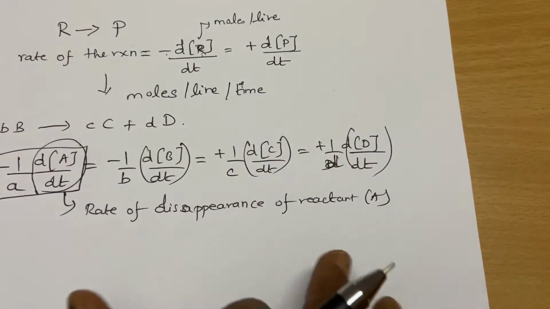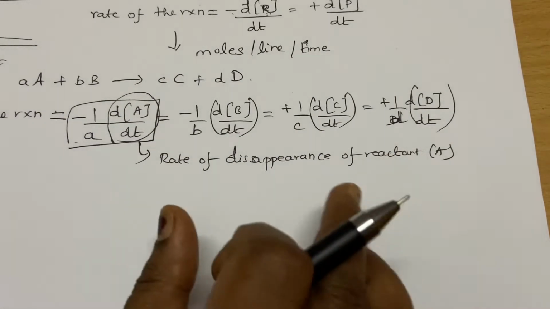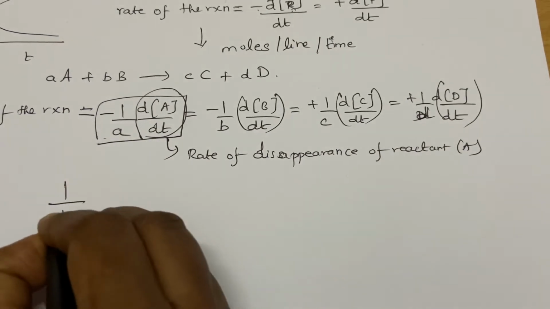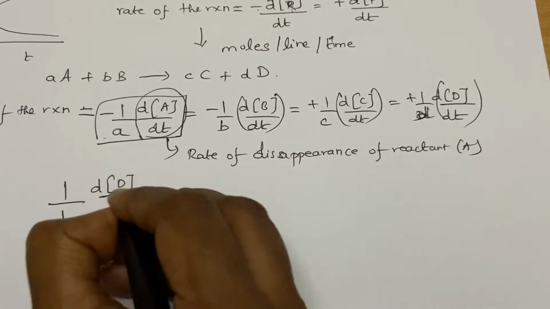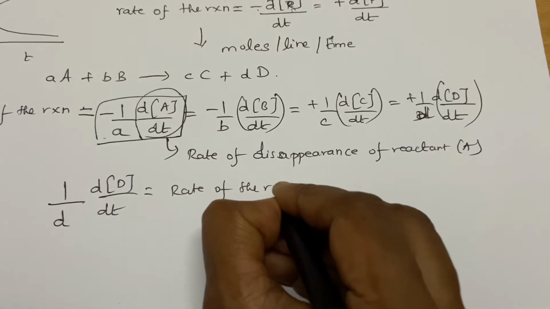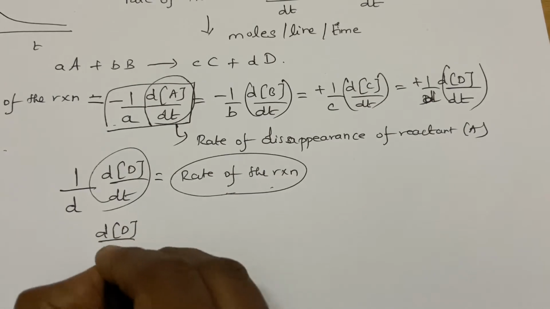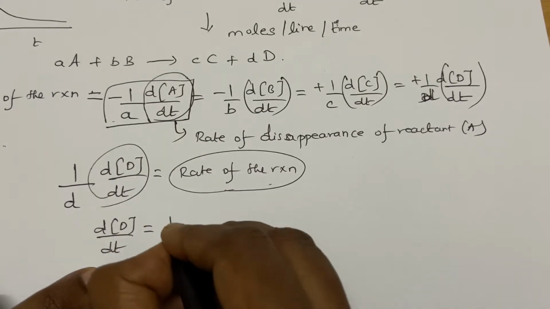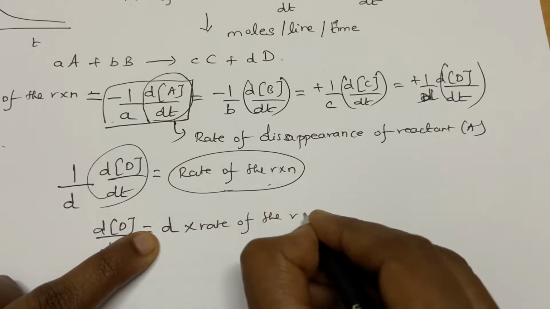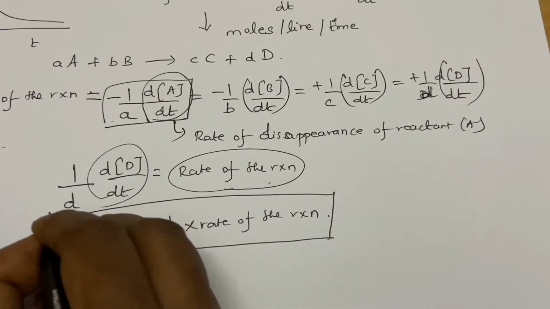If they are asking, suppose they have given the rate of the reaction and the question is what is the rate of appearance of the product D. So how will you do it? See, you know this thing is going to give you the rate of the reaction, and if you know its value, then you find out the rate of appearance of D is nothing but d times the rate of the reaction. Okay, students? So this is very much important.